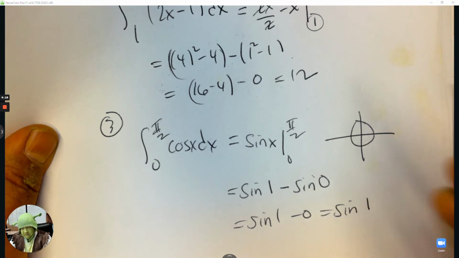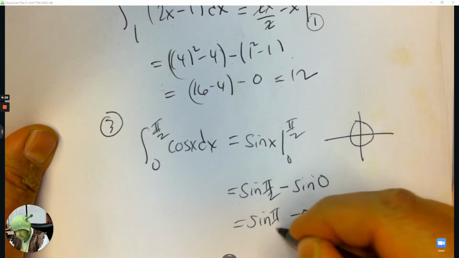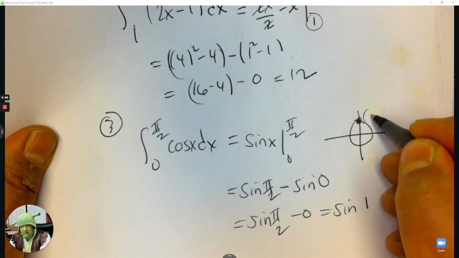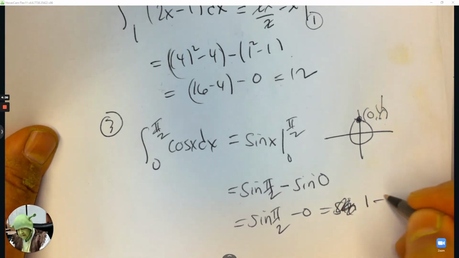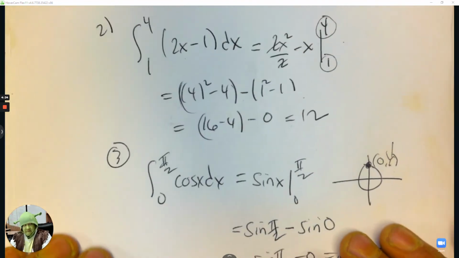So pi over 2. Pi over 2 is at the top of the unit circle. And the y-coordinate at the top is 1. So it would just be 1 take away 0, which is equal to 1. All right, last question here.